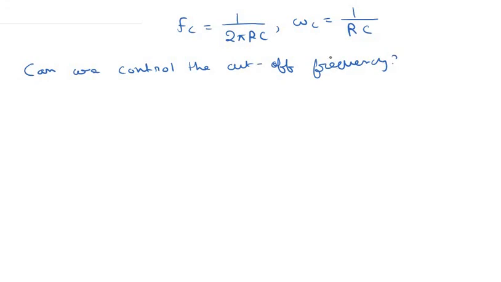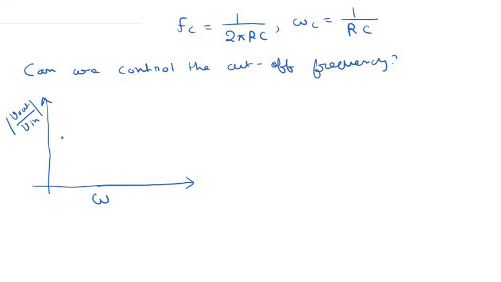So we note that this cutoff frequency basically depends on R and C. So the product RC basically determines the cutoff frequency. For example, let us plot this transfer characteristic, so mod of V out by V in.